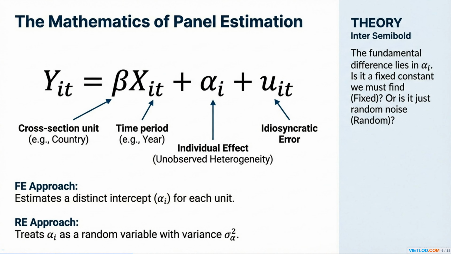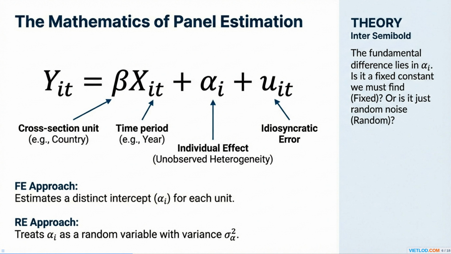Finally, UIT is the idiosyncratic error, representing all other unobserved factors that vary across both units and time. The core theoretical question in panel estimation, highlighted on the right, revolves around how we treat this alpha IT term. Is it a fixed, unobserved constant that we need to estimate for each unit, or is it a random variable, essentially part of the error term?